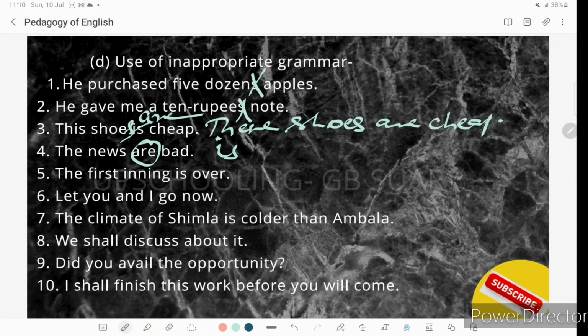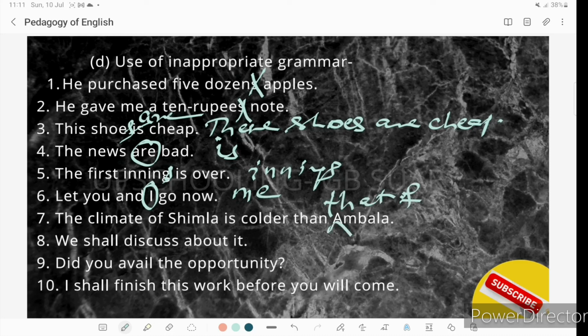The first inning is over. The first innings. Let you and I go now. यहाँ पर I नहीं होगा. You and me. Let you and me go now. I नहीं होगा. The climate of Shimla is colder than Ambala. The climate of Shimla is colder than that of Ambala होगा.